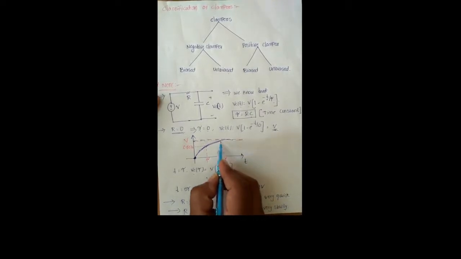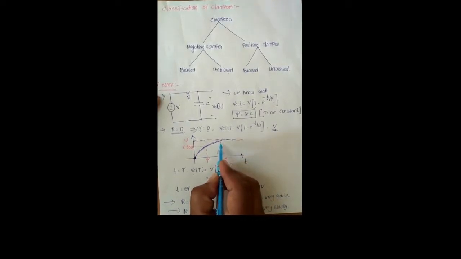Similarly, we substitute t equal to 5 tau seconds. At that time we get Vc of 5 tau equal to V of 1 minus e power of minus 5. Then we get 0.99. It means that for the capacitor to store the maximum input voltage, it practically requires 5 tau seconds.